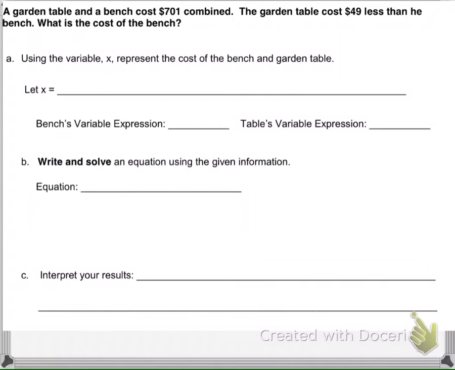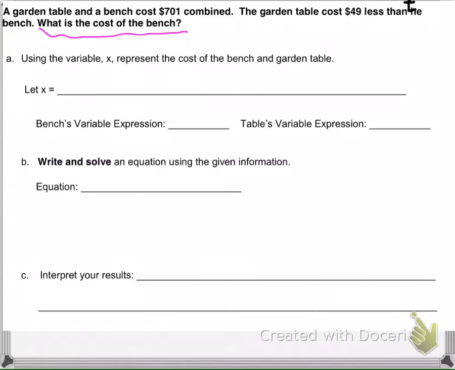In this problem, we have a garden table and a bench, and it says together it costs $701 combined. The garden table costs $49 less than the bench. It says, what is the cost of the bench? So we're trying to find the cost of the bench.